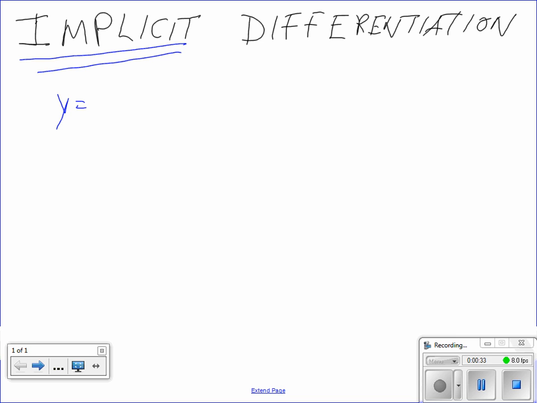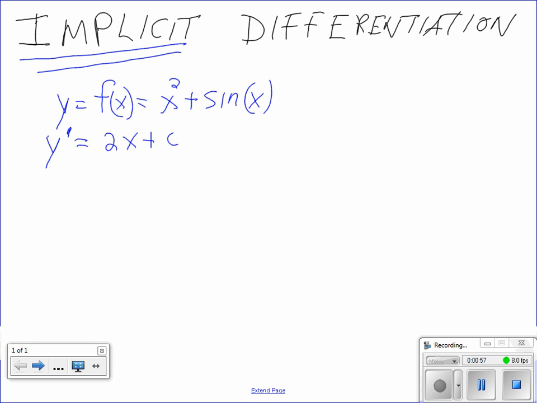Explicit, where we say y is a function of x, and you might have, let's see, a favorite function here, x squared plus the sine of x. You give me an x, I'll give you a y, and we've learned to take derivatives of that. What's the derivative? It's 2x plus the cosine of x. And what did this give you? This gave me the slope of the tangent line of that curve.